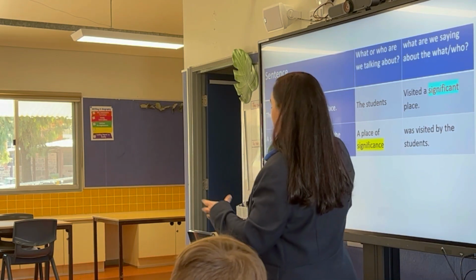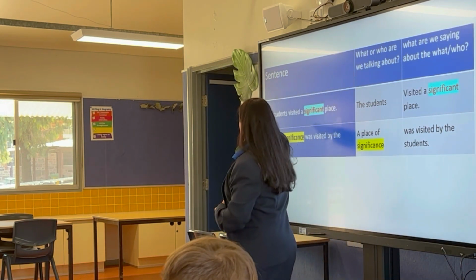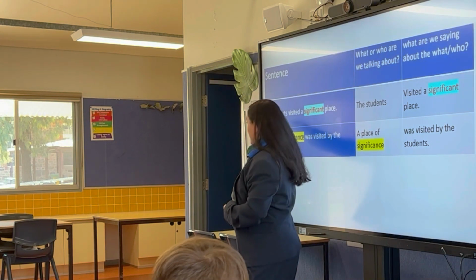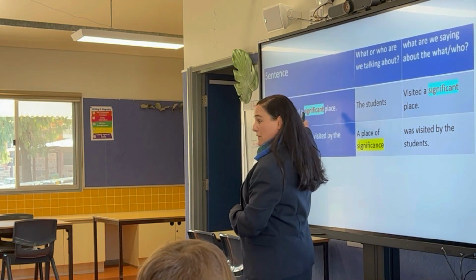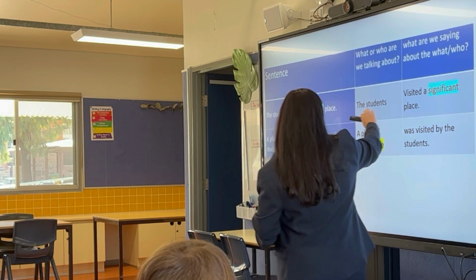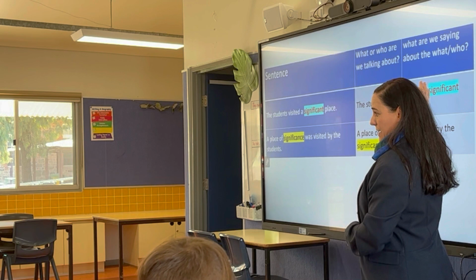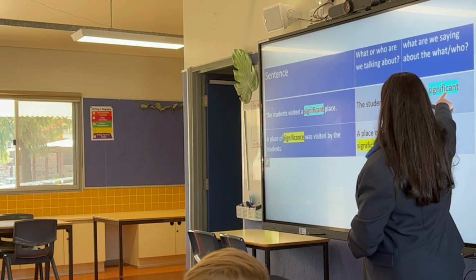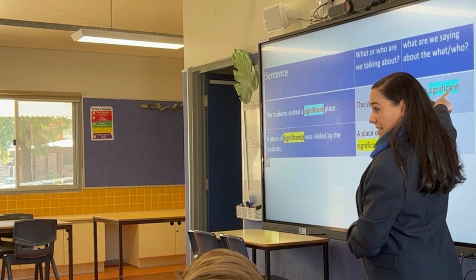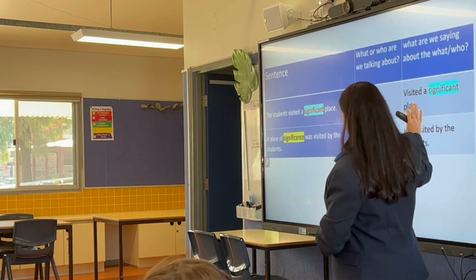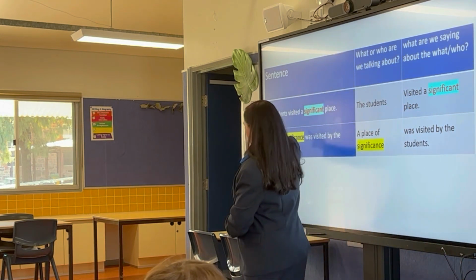Let's have a look at the next sentence. Read this with me together, this sentence here. The students visited a significant place. So you can see the word significant is in the second part of my sentence. Can you see the word significant has ANT at the end? Or I can change it around and have significance at the start.